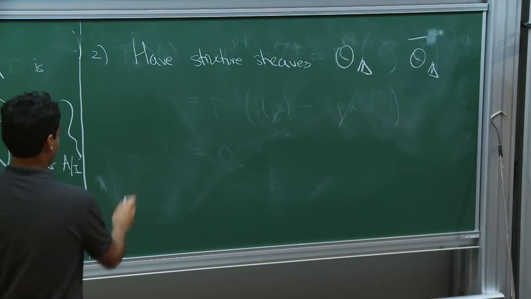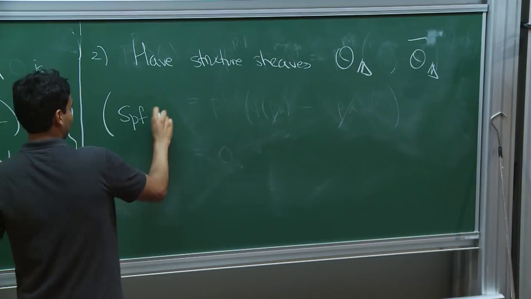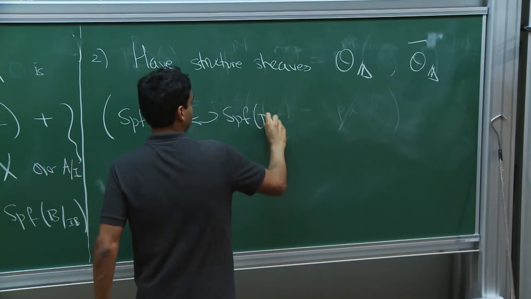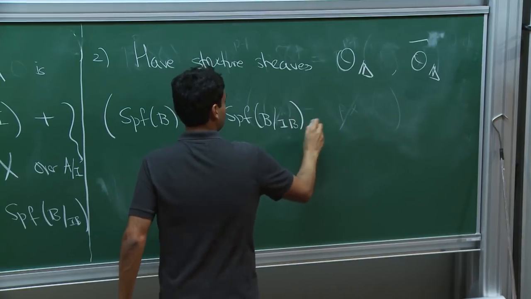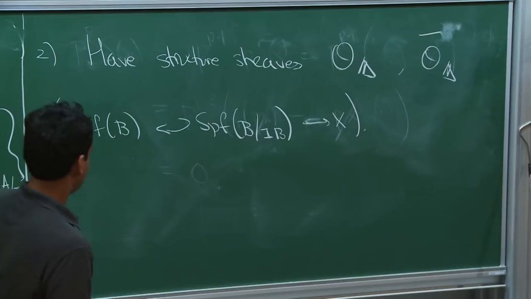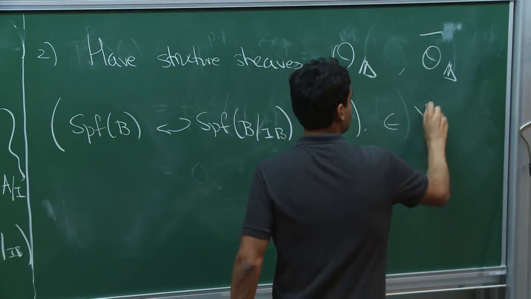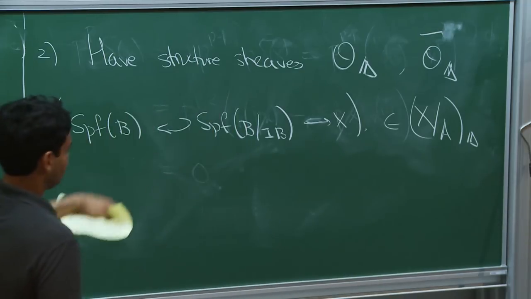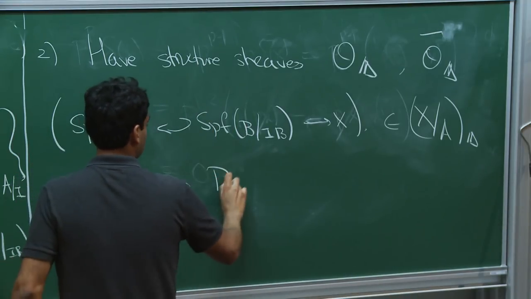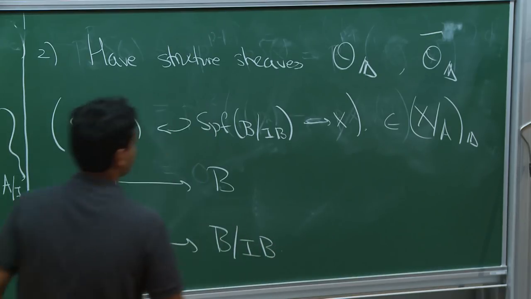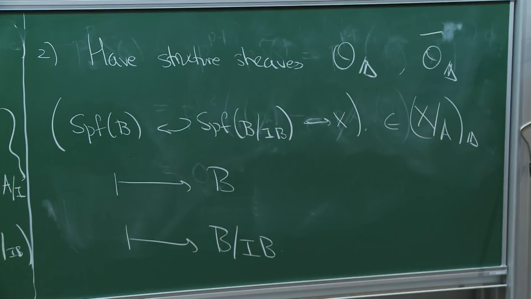Okay, and so how are these defined? If I have an object of the site, I can think of it as a diagram like this. So I have Spf B containing Spec B mod IB, with a map to X. This is a typical object of my site. And I send it to either B or B mod IB. I mean, it's the stupidest thing. And then, of course, you have to check that these are sheaves.